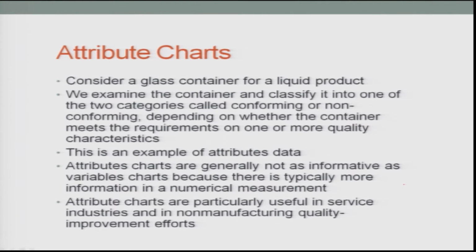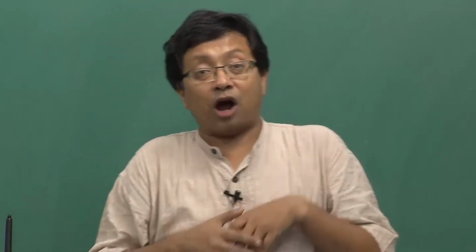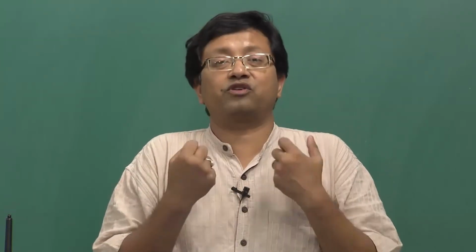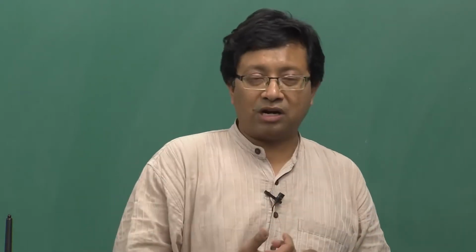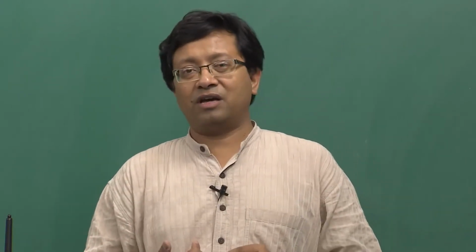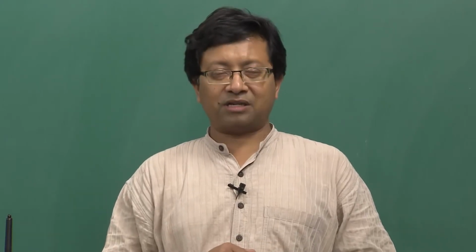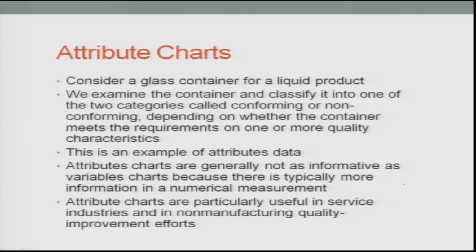Attribute charts are generally not as informative as variable charts because there is typically more information in the numerical values. Numerical values give you an understanding of how you are measuring it, and these readings give you an actual feel for how you are going to analyze. But characteristics would be a little bit subjective. I am not saying that you are losing information, but you have to do a lot more understanding of the attribute characteristics. So they would be subjective, and based on the subjectivity you have to do your analysis accordingly.